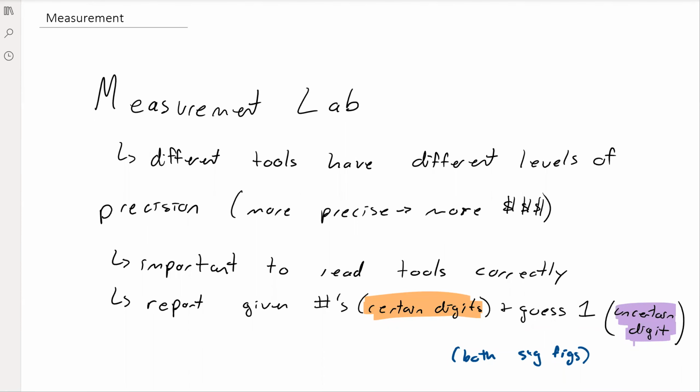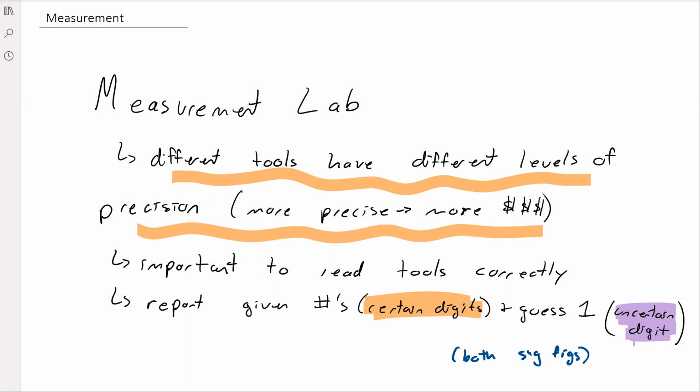All right, so in this lab, we're going to start using different instruments. And of course, different tools are going to have different levels of precision. So for example, you could say that you're 6 foot tall. If you want to be more precise about it, maybe say you're 6'1" or 6 foot 1.1 or 6 foot 1.1.1111, something like that, right? The more numbers that you have, the more exact your answer is, the more precise it is.